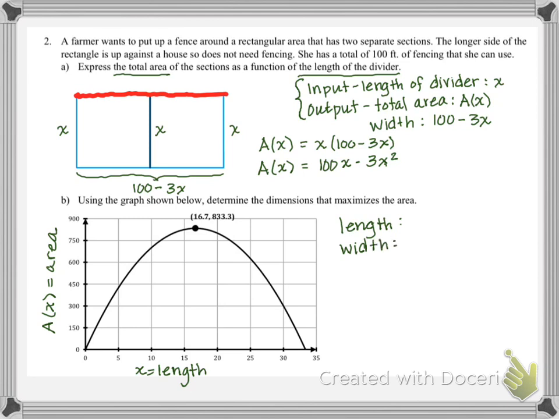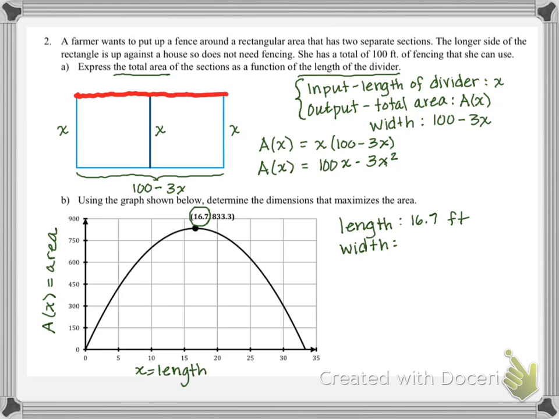Reeve, do I know either of those from my graph? The length is 16.7. Very good, because that's my x-coordinate. We know my x-coordinate represents length. So 16.7, I think we're in feet here. And Nina, what about my width? What should I do to get that? 100 minus 3 times 16.7. Good, yep, we just look at our list.